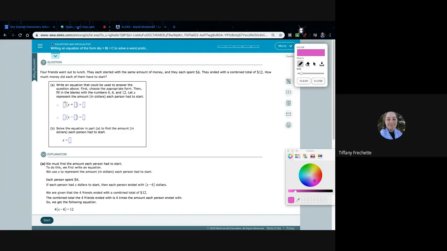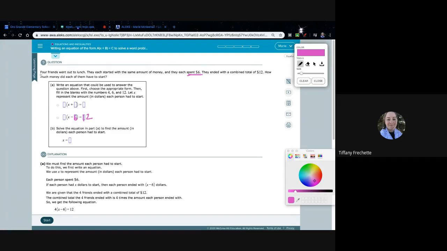Then we have to decide, are we adding or are we subtracting? Well, because I know they spent money, that tells me that we're going to be subtracting. They spent it, so we're going to take something away. X is how much they started with. They each spent $6, so that tells me we're going to put 6 in here, because we have to subtract 6 from whatever they started with. I know my total at the end. They told me the combined total is 12. And what I need to do is figure out what goes in here. They told me it's going to be 4, 6, and 12.